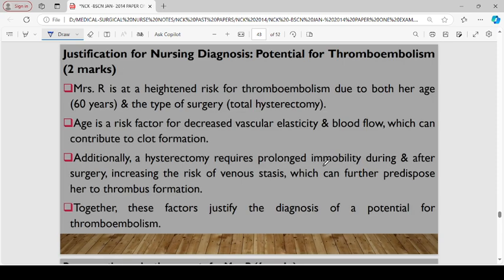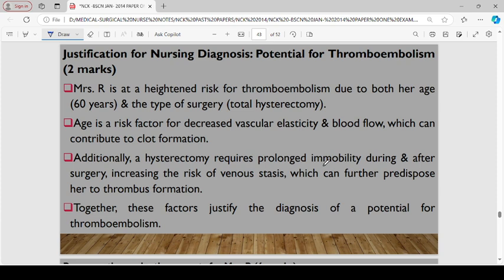Of course, Mrs. R is at heightened risk for thromboembolism due to both her age, we are talking of 60 years, and the type of surgery, the total hysterectomy. Age is a risk factor for decreased vascular elasticity and blood flow, which can contribute to blood clot formation.